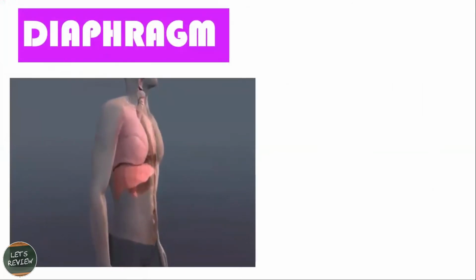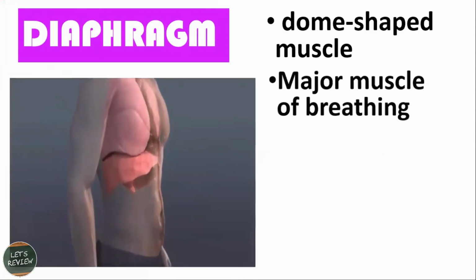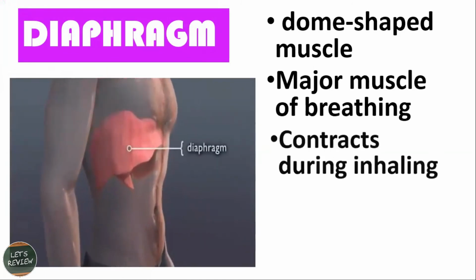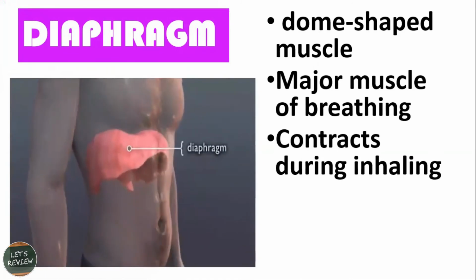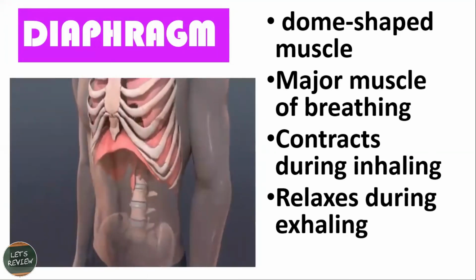And lastly, we have the diaphragm. It is a dome-shaped muscle, and it is the major muscle of breathing. It contracts during inhaling and relaxes during exhaling.